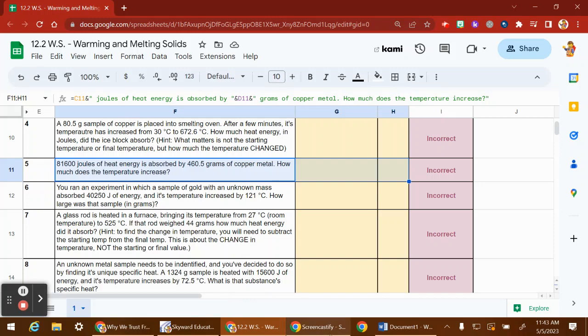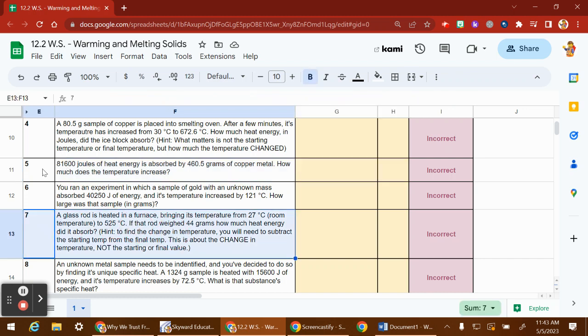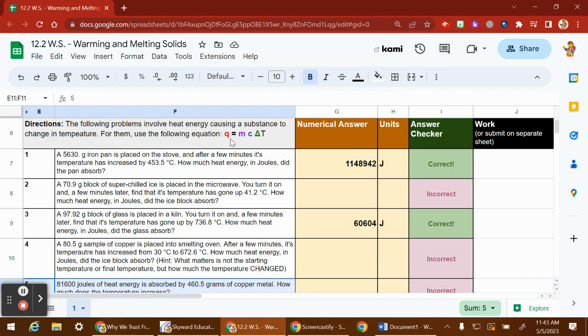All right, guys, let's do two more problems from this homework. On this video, I'm going to do problem number 5 and number 7. These ones are a little bit trickier because while we're using the same equation, energy equals mass times specific heat times change in temperature, I'm not just going to give you three values to multiply together. I'm giving you energy and two other values, and you must solve it using algebra.